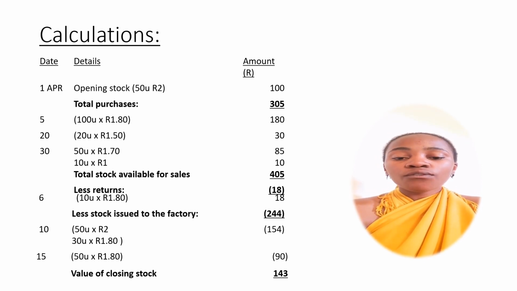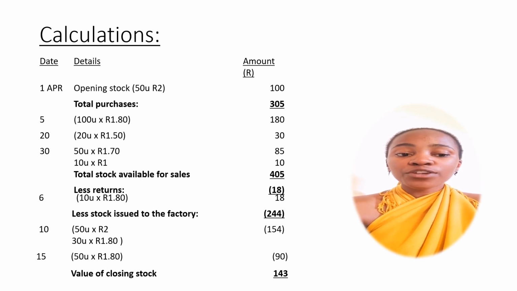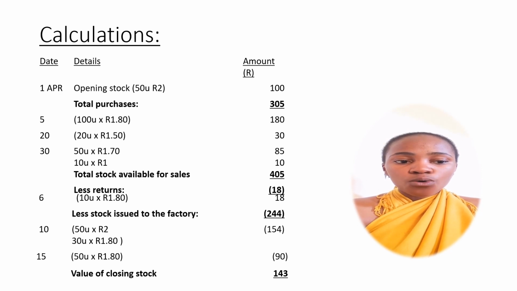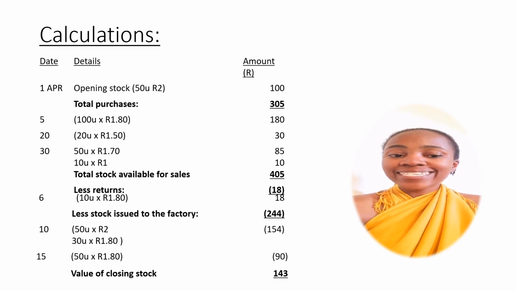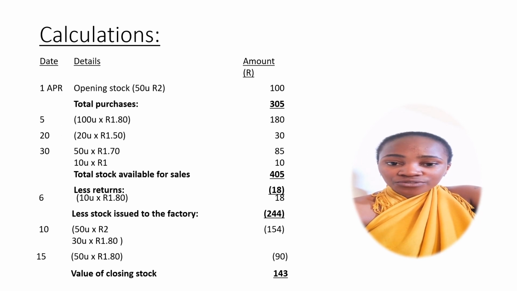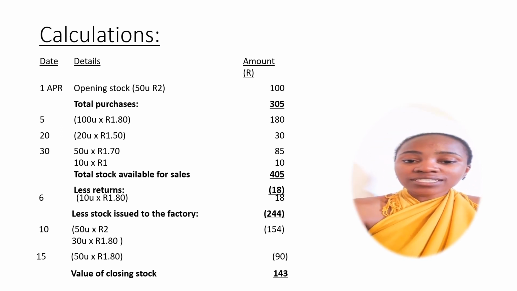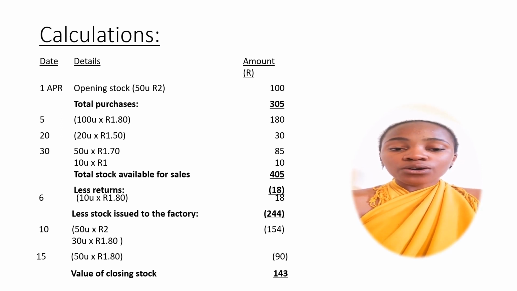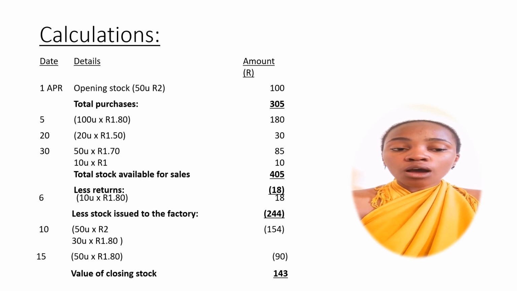Last part of our calculations will be stock that we issued to the factory. We have to minus it from our stock that we have available for sales, because now we no longer have it available for sales. It was used by us. Now on the 10th, we issued 80 units to the factory. Remember, we are using the first in, first out method. Now this 80 units, we are going to minus it from the stock we had when we first opened our books.